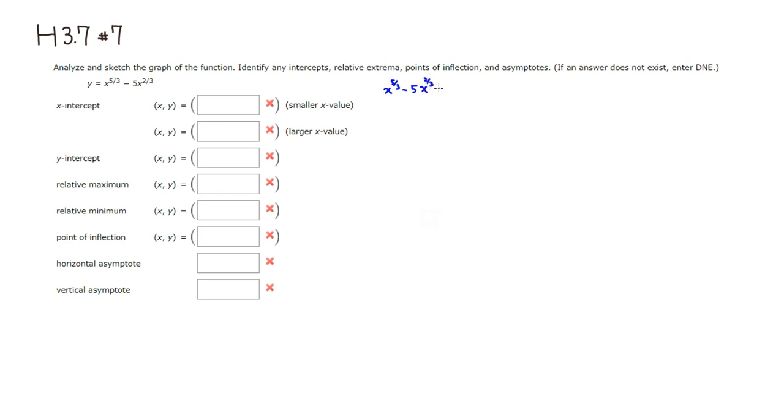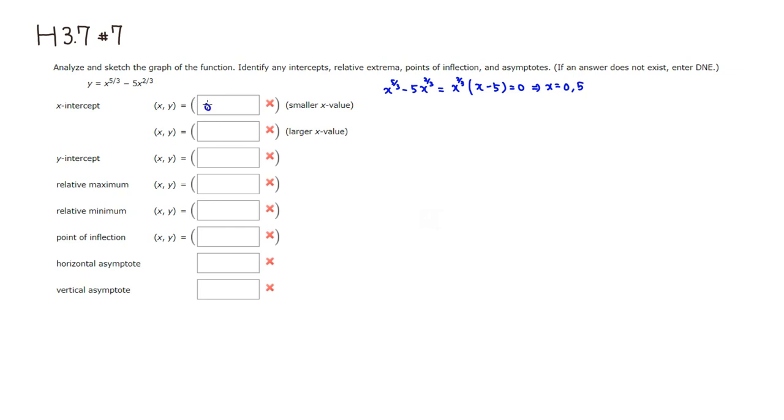I'm going to pull out the common factor, x to the 2/3 power. If you pull out x to the 2/3 from x to the 5/3, 5/3 minus 2/3 is 1, so it's just x, and then you have minus 5. Setting this equal to 0, you can see that x is equal to either 0 or 5, so 0 and 5, right?